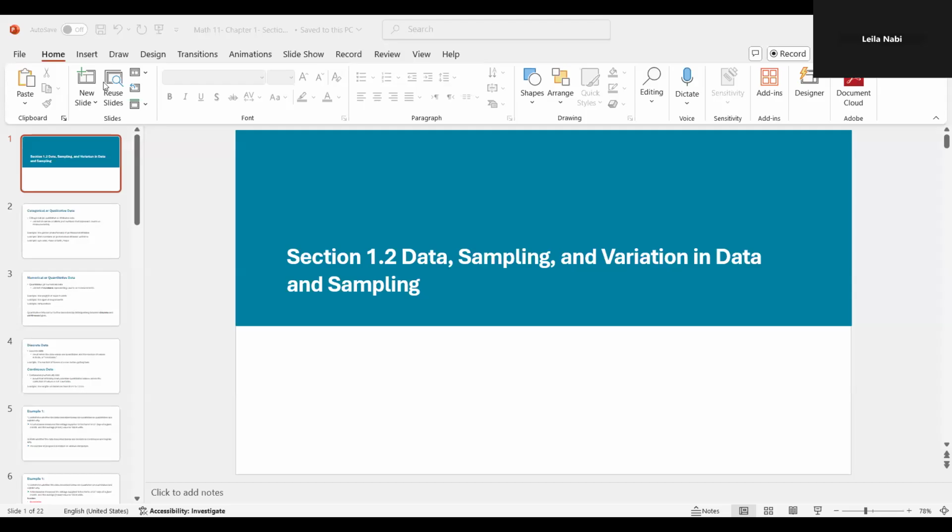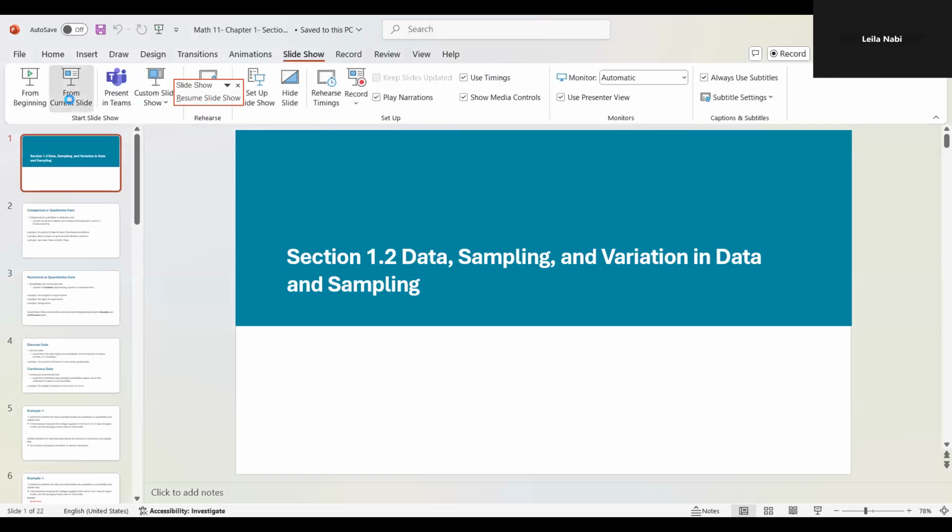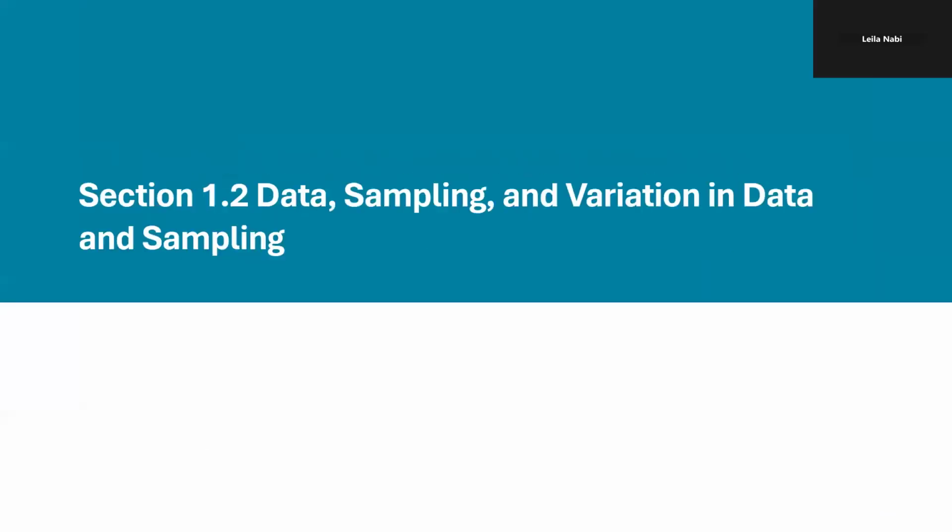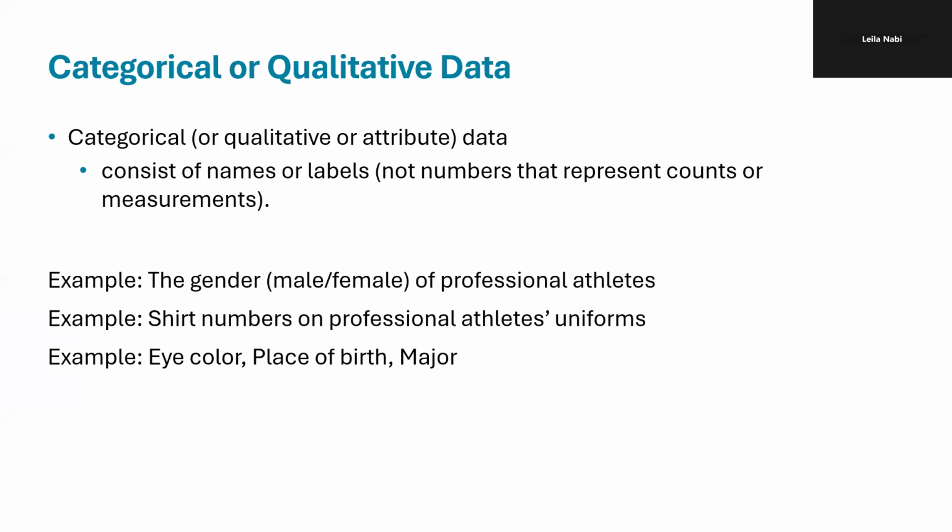Okay. In section 1.2, we talk about the different types of data, different methods for sampling, and the variation that we have in data and sampling. We said the data are the numbers or results that we collect from the survey, from observation, and measurement, based on the different studies.